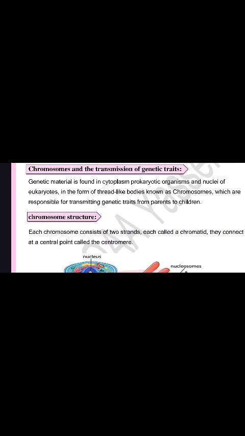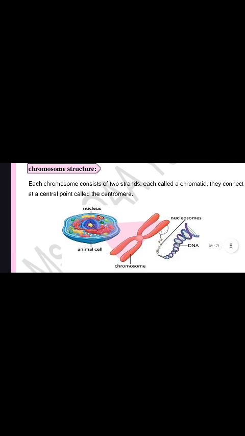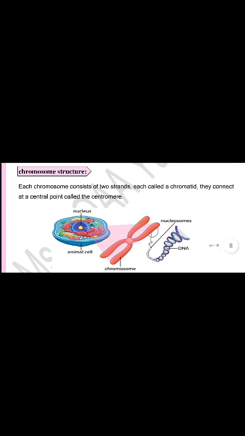Chromosomes and the transmission of genetic traits. Genetic material is found in the cytoplasm of prokaryotic living organisms and the nuclei of eukaryotic living organisms in the form of thread-like bodies known as chromosomes, which are responsible for transmitting genetic traits from parents to offspring. Chromosome structure: each chromosome consists of two strands, each one called a chromatid. They connect at the central point by the centromere.